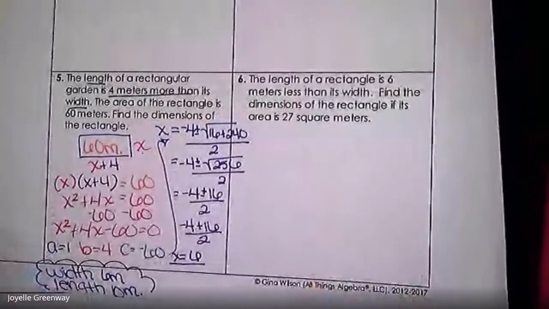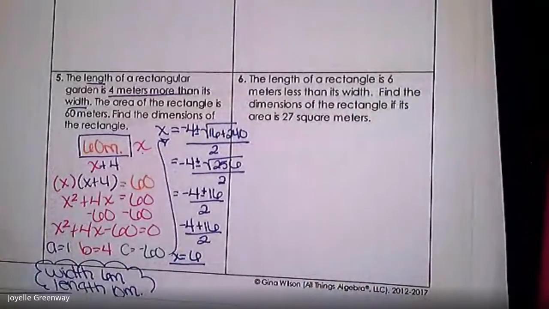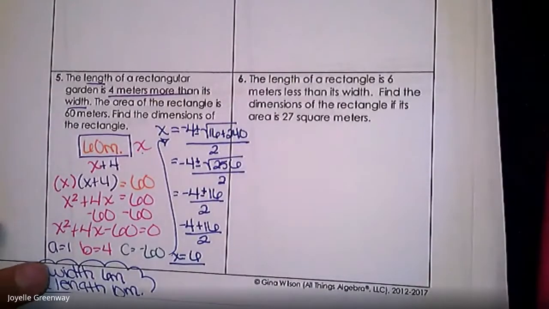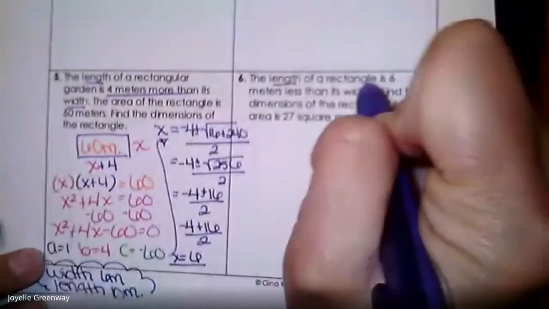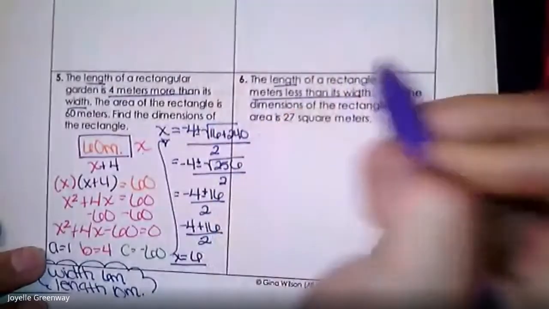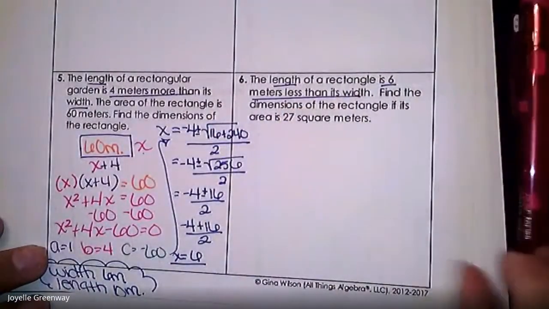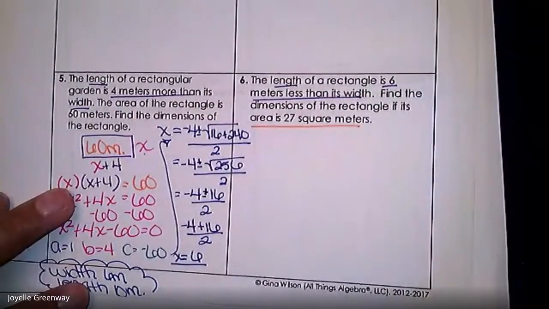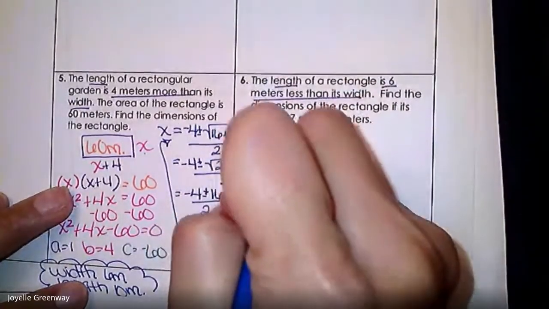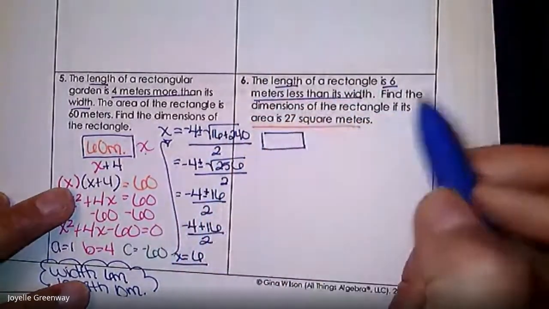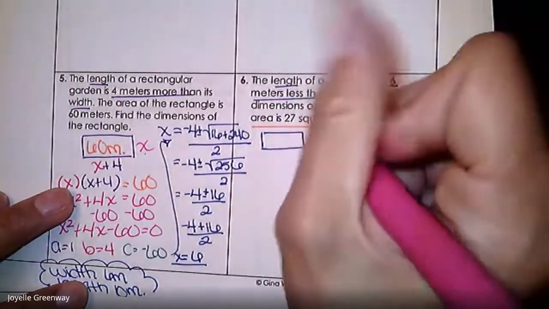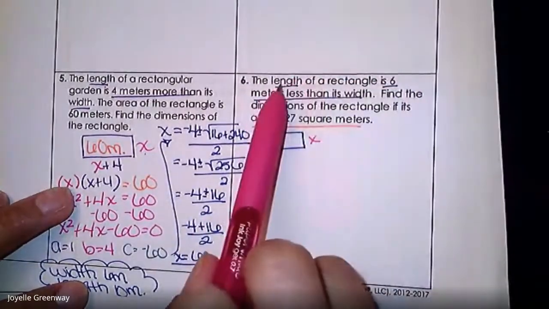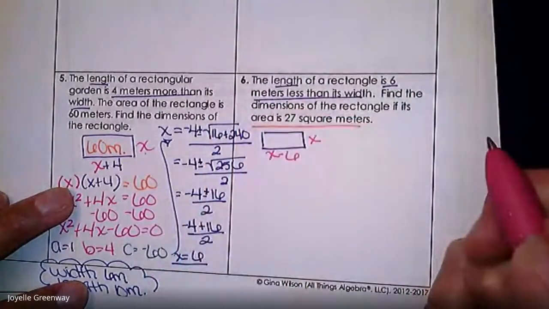The length of a rectangle is 6 meters less than its width. Find the dimensions of the rectangle if its area is 27 square meters. Now we have the length of a rectangle is 6 meters less than its width, and we need to find the dimensions if the area is 27 square meters. So if I have my rectangle, I don't know my width, so I'm going to call it x, but I know that my length is 6 meters less than that. So that's x minus 6.